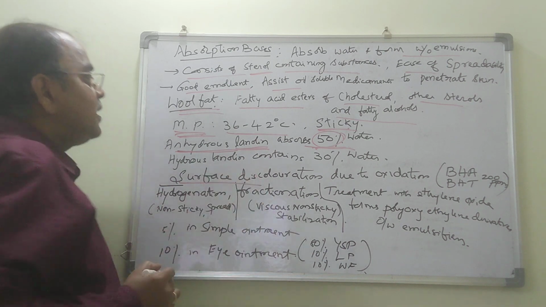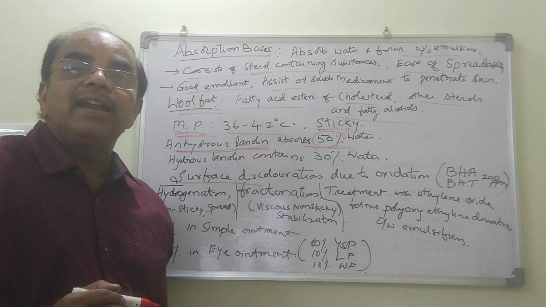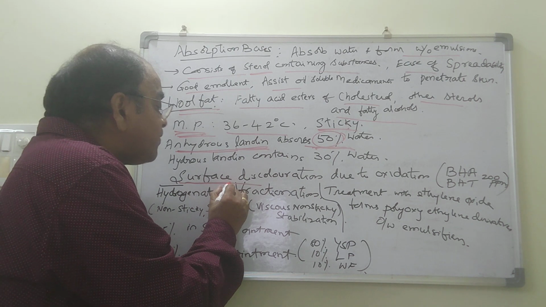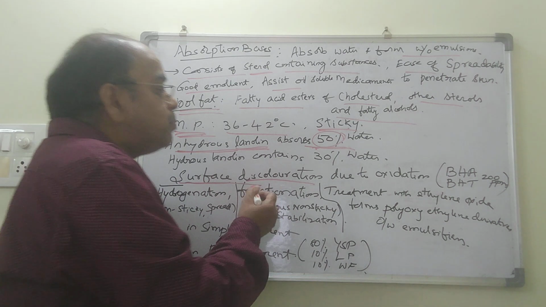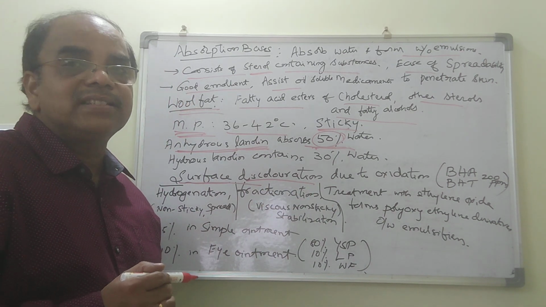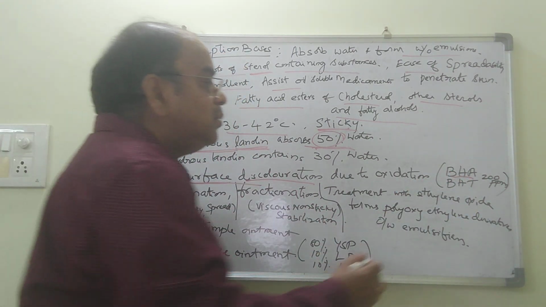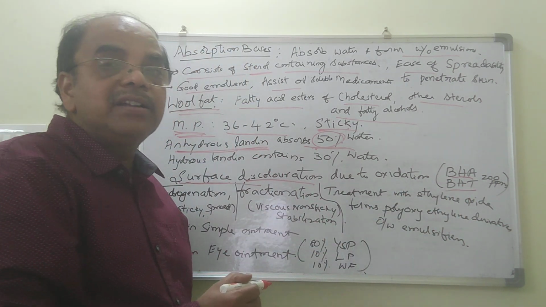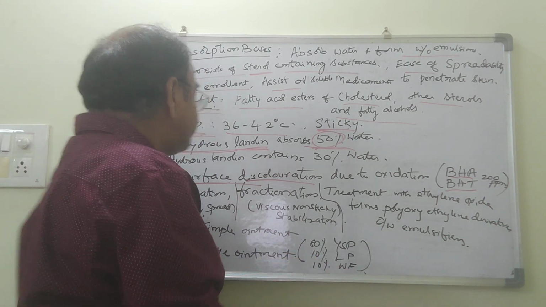And here, wool fat, there is a possibility of oxidation while storing for long periods. When it is oxidized, it becomes discolored. There is a possibility of surface discoloration, a change of color on the surface. Right? To prevent this, we have to add antioxidants like butylated hydroxyanisole or butylated hydroxytoluene at a strength of 200 parts per million.